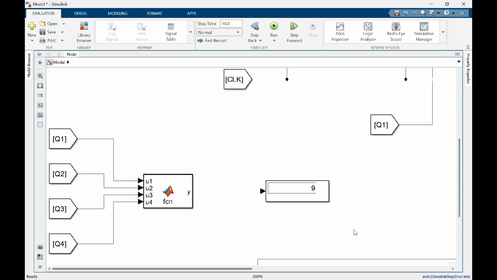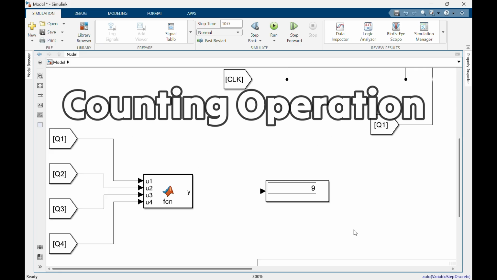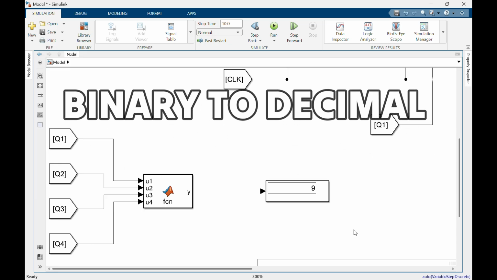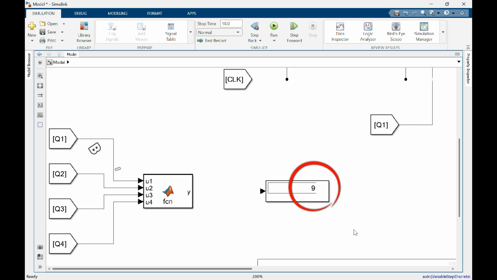So after we run our simulation, we can see our counting operation going on. We will just focus on this part of the code because this is the part where actual counting happens, where our counter generating the binary equivalent bits is converted into a decimal number as shown.